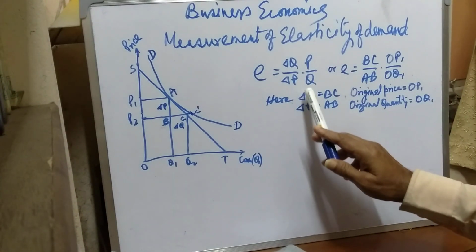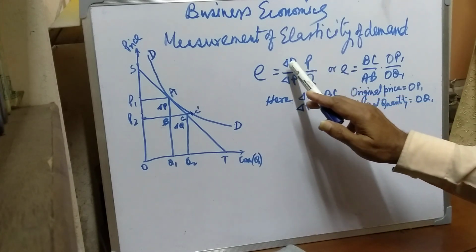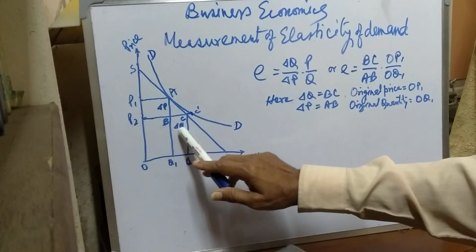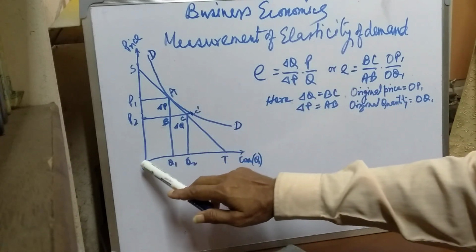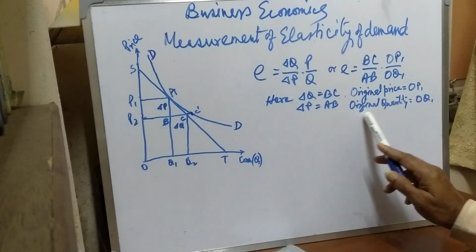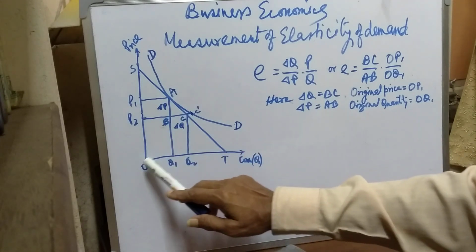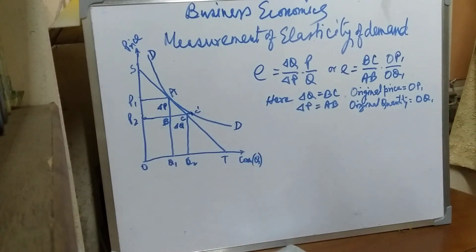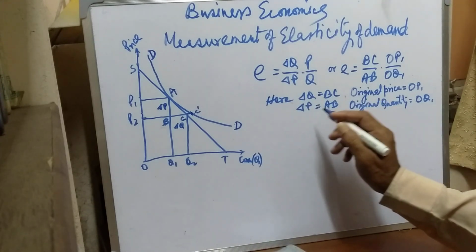So now, the elasticity of demand formula we know, E equal to dq by dp into p by q, that is delta q by delta p into p by q. Here delta q is BC and delta p is AB. So BC by AB into original price OP1 by original quantity OQ1. With respect to original price and original quantity, we have to measure elasticity.